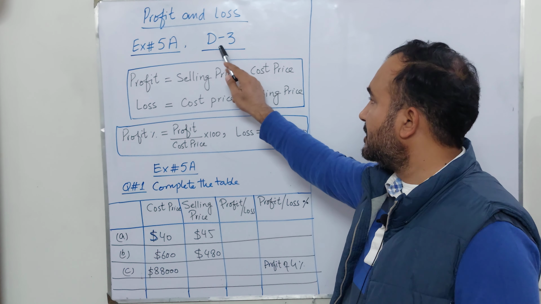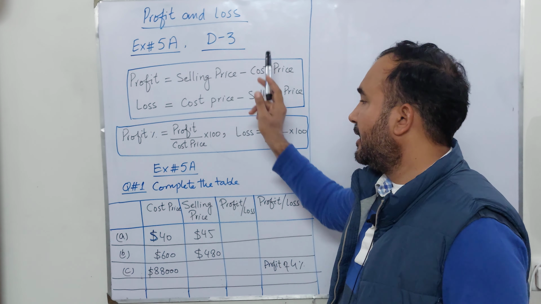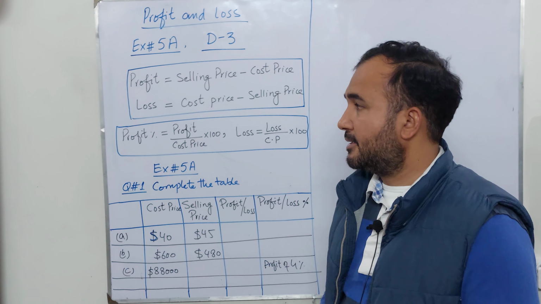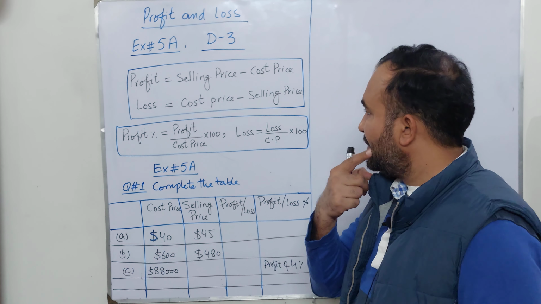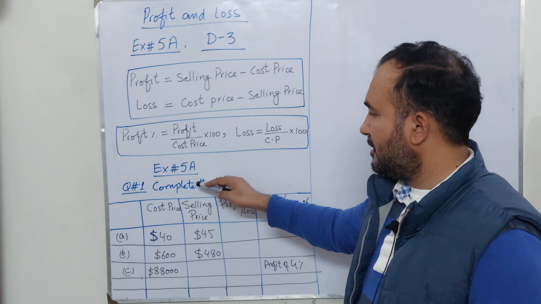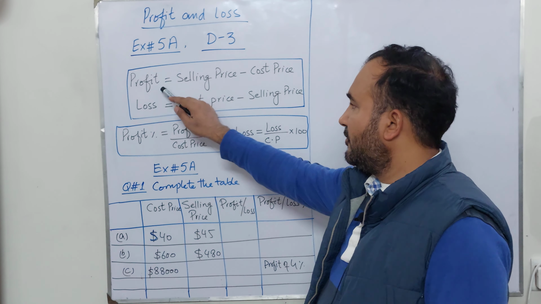This topic is from the D3 book, exercise 5.A, and this one is for grade 8. So first we need to understand the formula which we are going to use in this exercise.